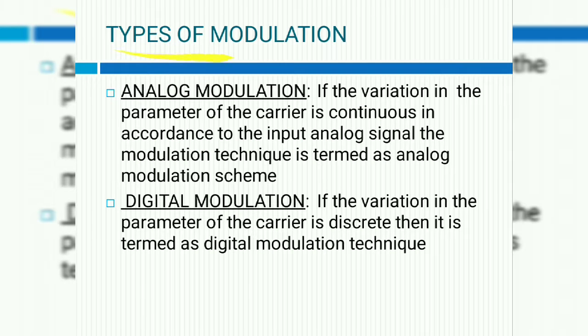Next, the types of modulation. First, analog modulation and digital modulation. Analog modulation means the variation in the parameter of the carrier is continuous according to the input analog signal. That modulation technique is known as an analog modulation scheme. Next, digital modulation: if the variation in the parameter of the carrier is discrete, then it is known as a digital modulation technique.